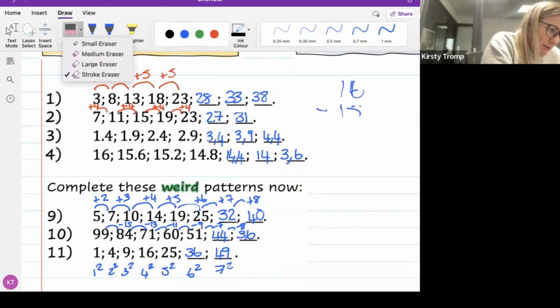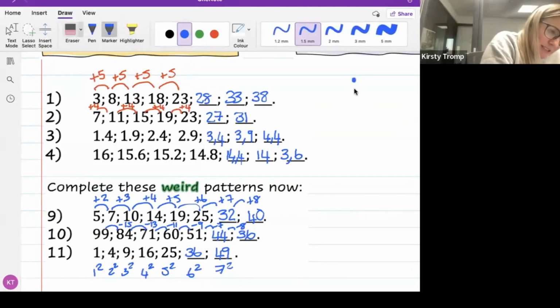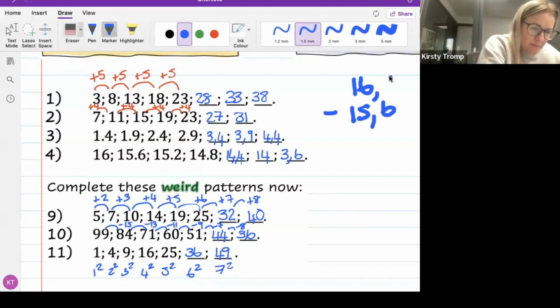Oh dear, my pen is going a bit flat here, so let's just start again. I've got 16, and I want to subtract 15,6. So Christina, you tell me, what do I need to do? Do you agree I need to put a comma up here and put a 0? Yes. All right, now I'm going to do a soldier sum.